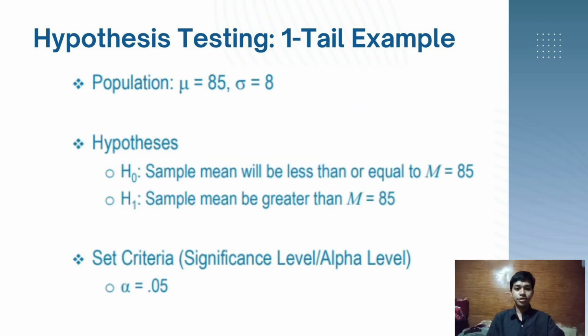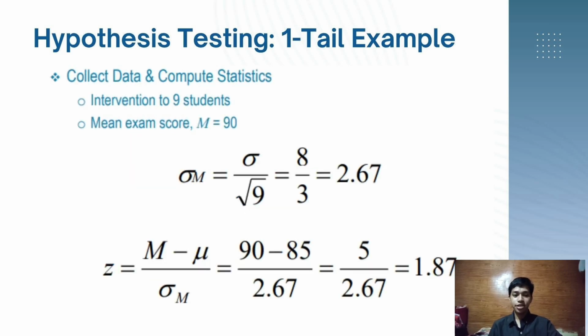This example demonstrates how to conduct a one-tailed hypothesis test using sample data. The population has a mean of 85 and a standard deviation of 8. The null hypothesis states that the mean is less than or equal to 85, while the alternative hypothesis claims that the mean is greater than 85. With a significance level set at 0.05, there is a 5% risk of rejecting the null hypothesis when it is actually true. In this case, an intervention was applied to 9 students, resulting in an average exam score of 90.